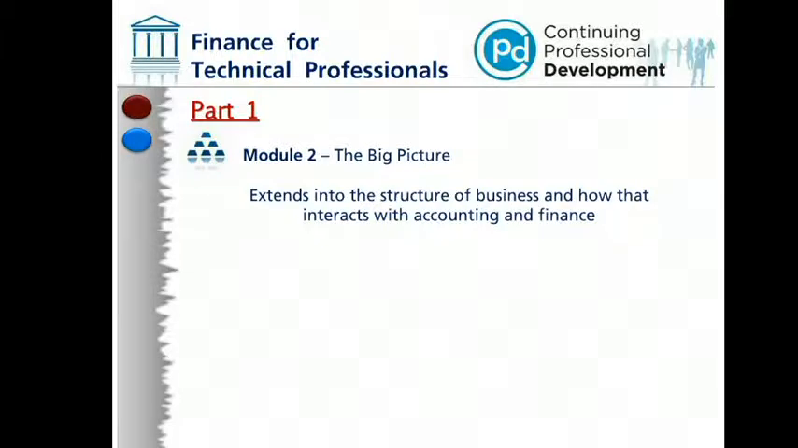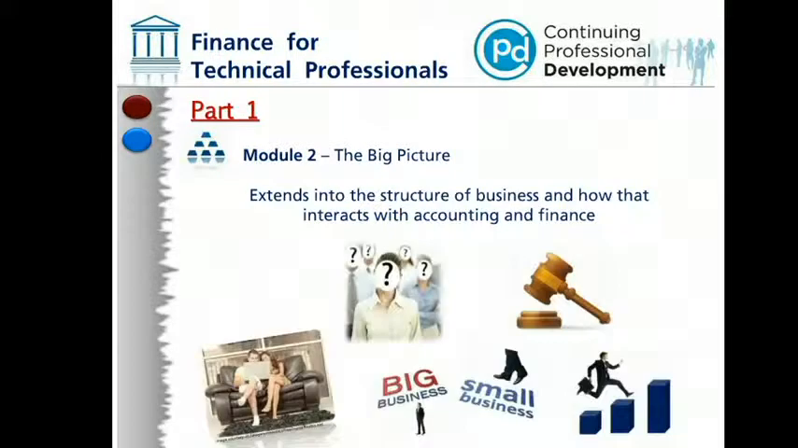Module 2, The Big Picture, extends into the structure of business and how that interacts with accounting and finance. It describes the career, lifestyle, and personal benefits of understanding finance, and why you still need to understand accounts and finance even if you are working in a technical area. You learn about some of the differences between companies that you will encounter in practice, and you're also introduced to company law in a range of jurisdictions, such as the United Kingdom, Australia, and New Zealand.